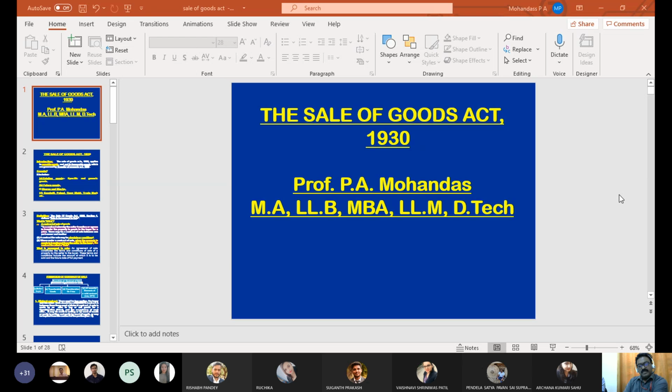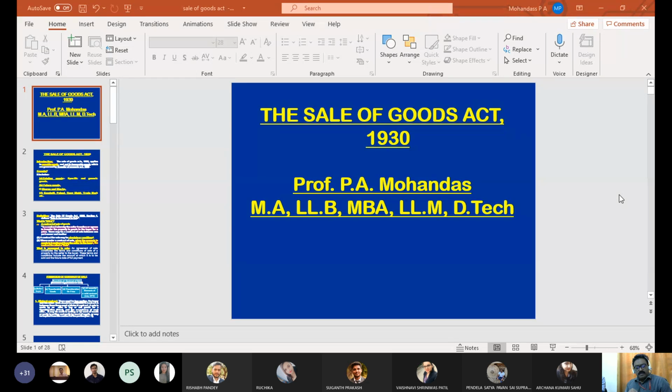Very simple. This act, that is Sale of Goods Act 1930, protects the rights and interests of buyers and sellers of movable property. What is the meaning of movable property? Which can be easily sold, exchanged. The title of ownership can be changed easily, and the people who buy can definitely carry it. That is the reason it is called movable property.